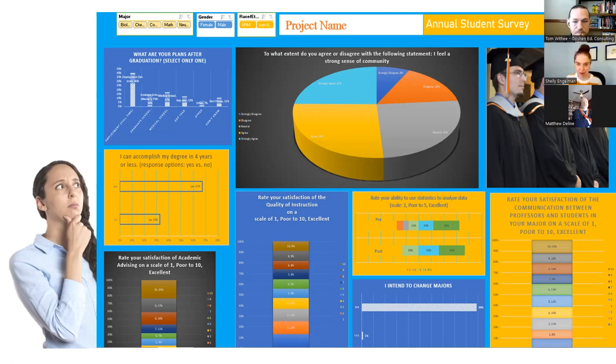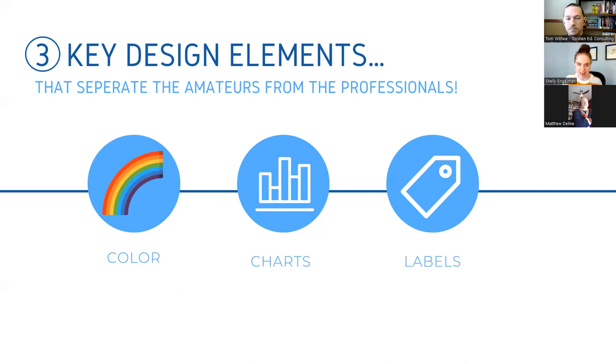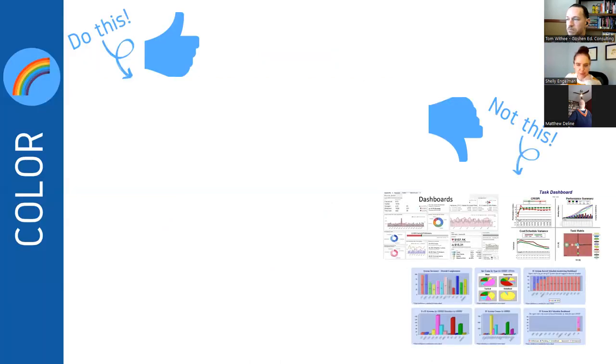Well, I think we're ready to dive into the 3 key design elements that separate the amateurs, quote unquote, from the professionals when it comes to designing an interactive dashboard. And those 3 key design elements, I think a lot of you picked up on it, have to do with color, charts, and labels. So first, let's talk color.